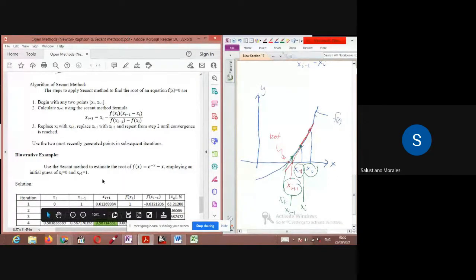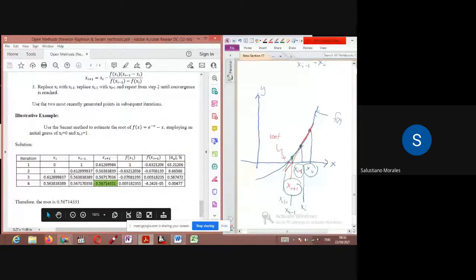So example pa rin, the same. So we consider the initial guess to be 0 and 1. Then compute for the values of f of xi and f of xi minus 1 because we need these values in the computation of xi plus 1. So based from the formula, we need those values to come out with 0.61269984. Then makita natin yung xi, ang new value niya is already 1.